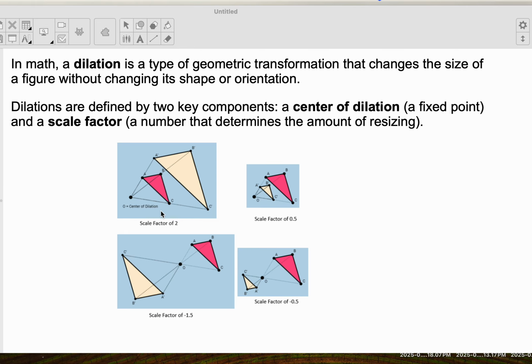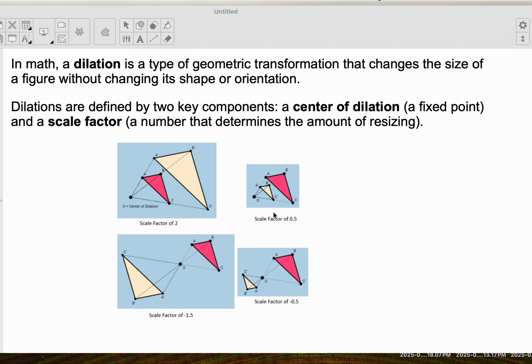Over here, there is a picture of a scale factor of 2. And as you can see, a scale factor of 2 makes the original figure bigger. It does that by moving each of the points double the distance away from the center of dilation than it is at the beginning.